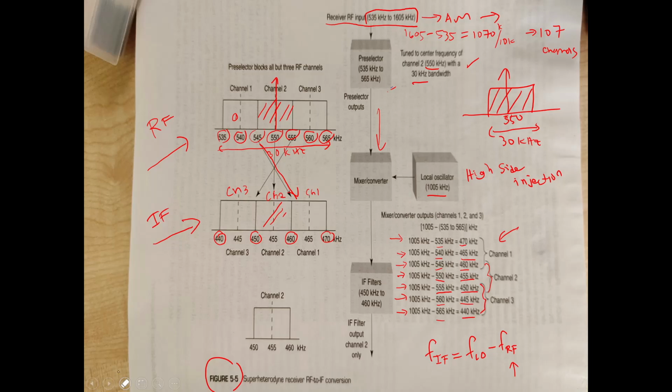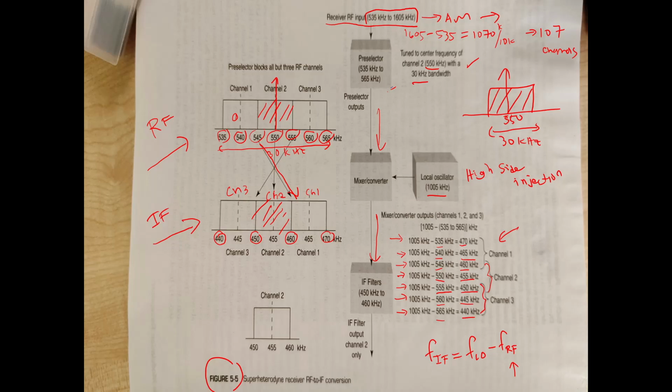So I need to do further process. I only want channel 2. I don't want to listen to the others. So now all of these, channel 1, channel 2, channel 3, will pass through the IF section.